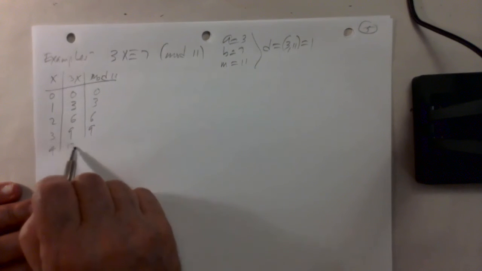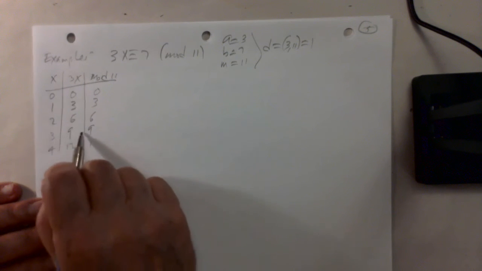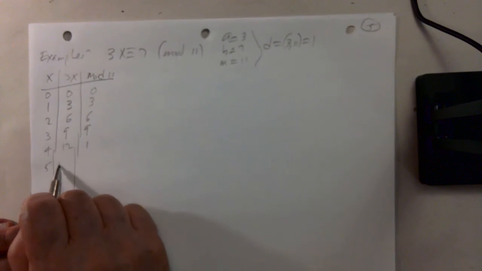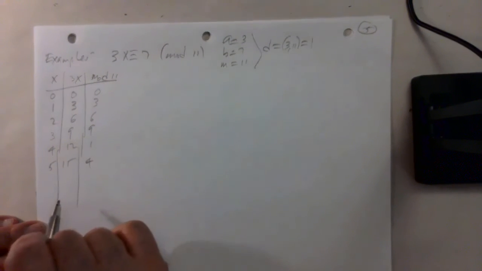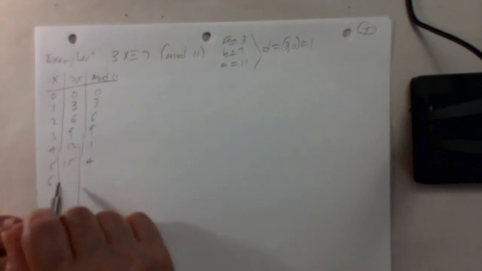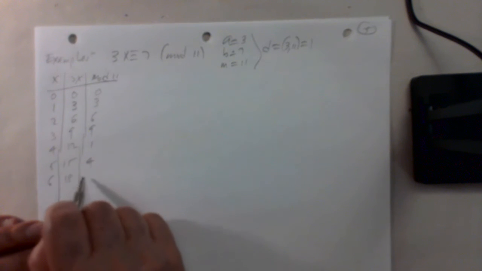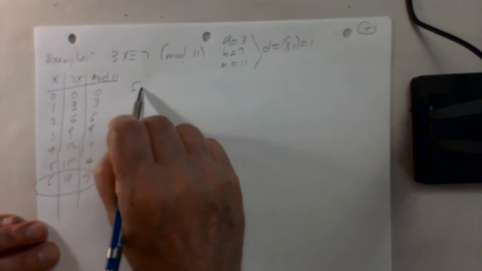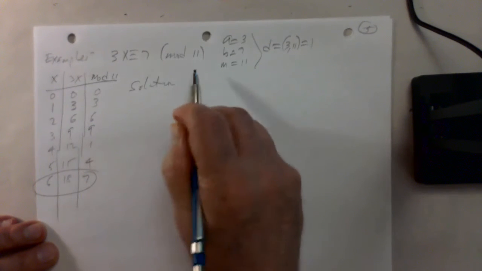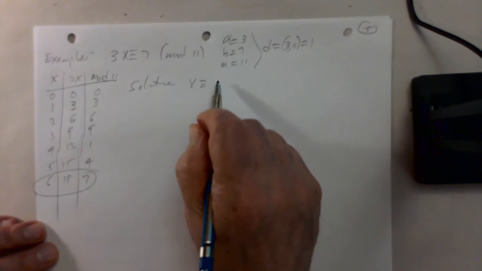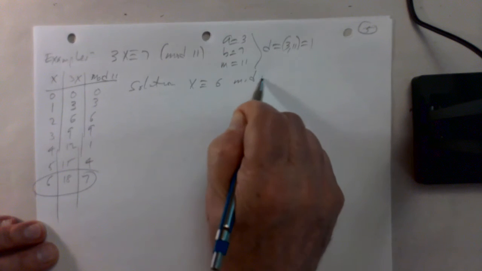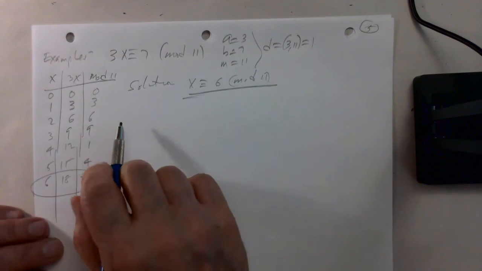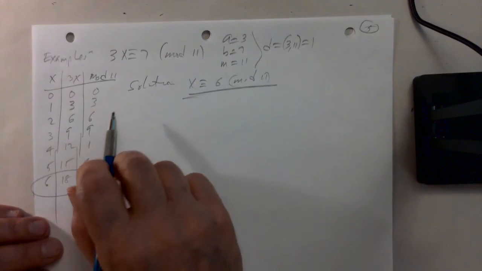When x is 4, 3x is 12. 12 is 1 mod 11. When x is 5, 3x is 15. That's 4 mod 11. When x is 6, 3x is 18. That's 7 mod 11. We win. So one solution is x congruent to 6 modulo 11. This is like the first method.